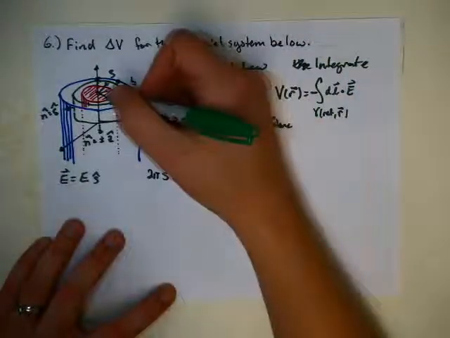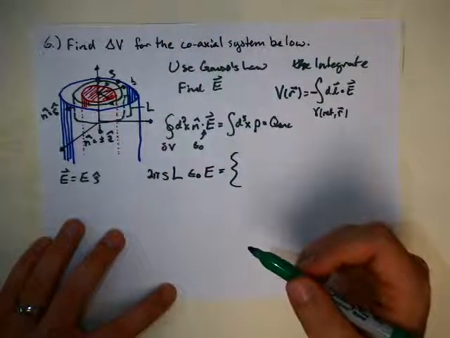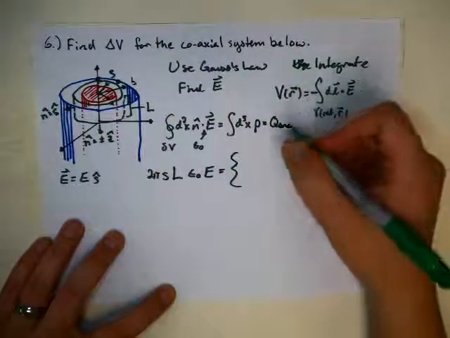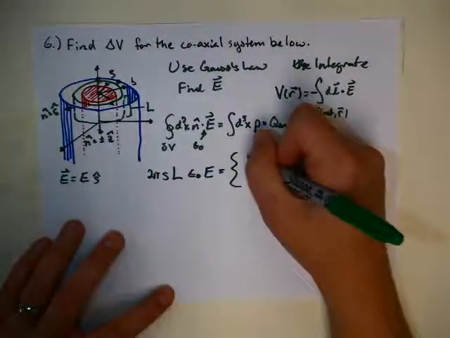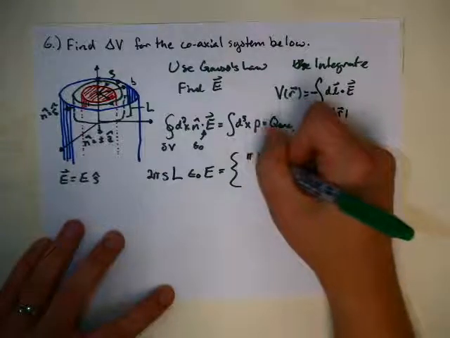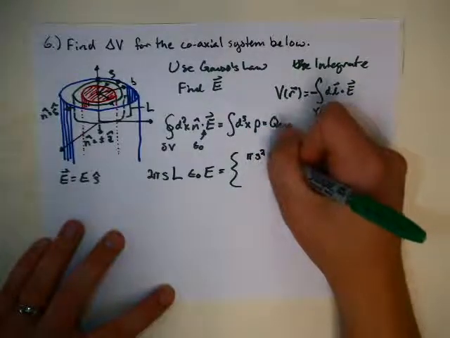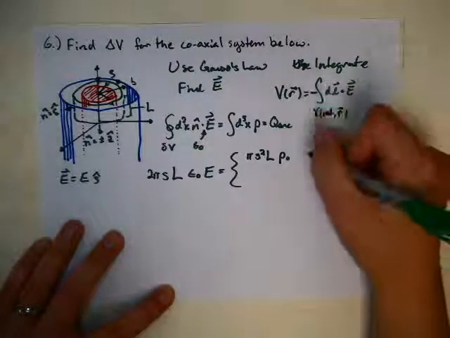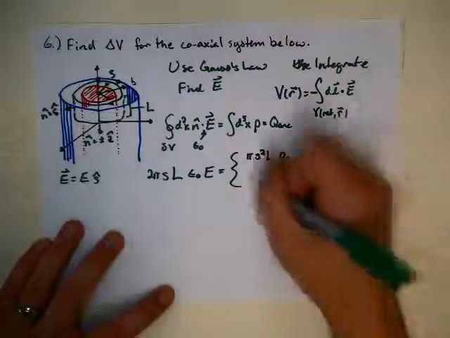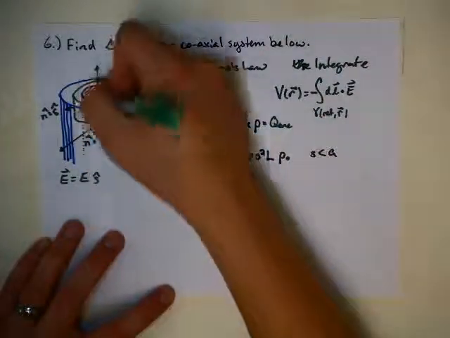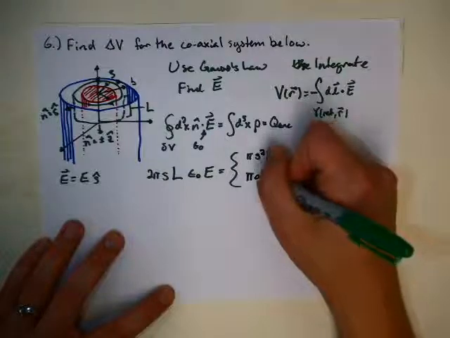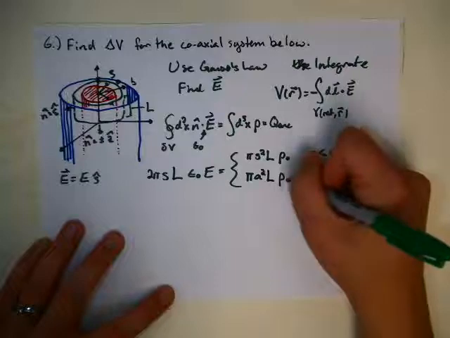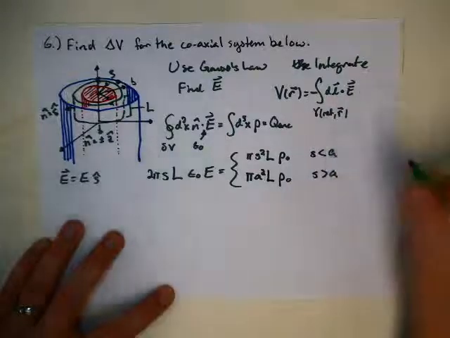Over here, we have to worry about the two regions. If S is less than A, then the charge enclosed is the volume of the cylinder, pi S squared times its height L, times rho naught. For S greater than A, it's just the volume of the charge cylinder, so pi A squared times L times rho naught.